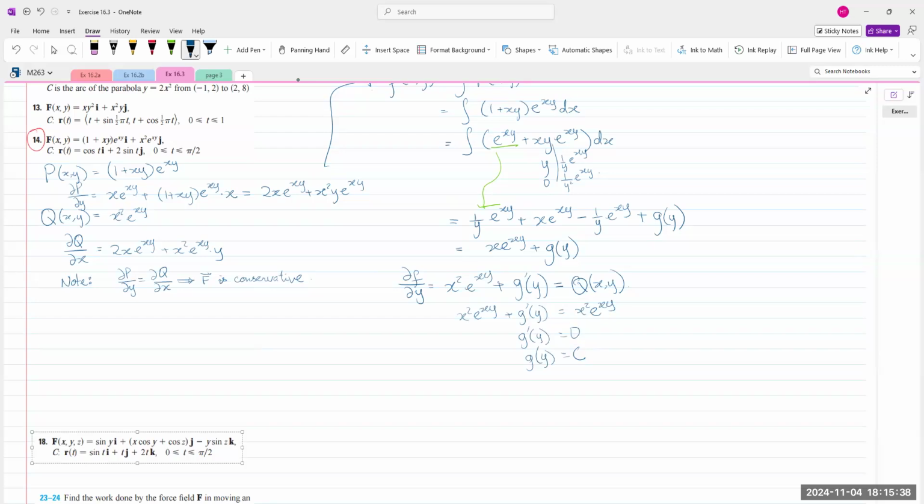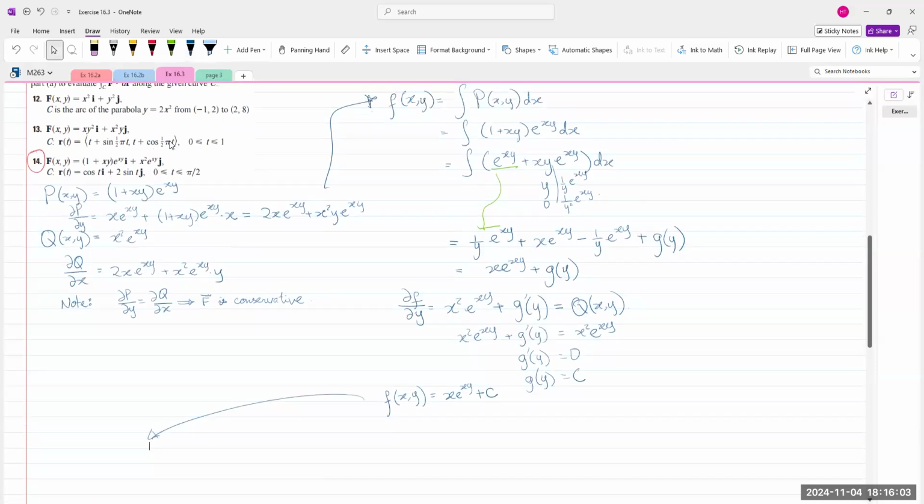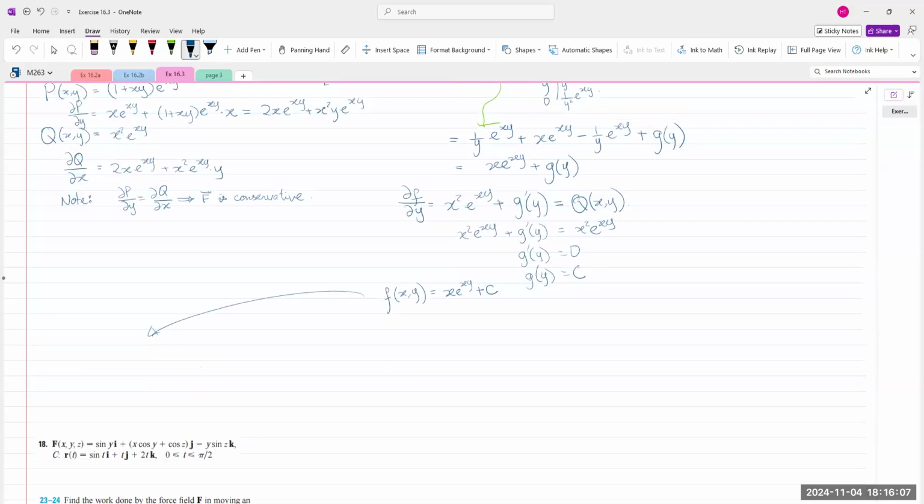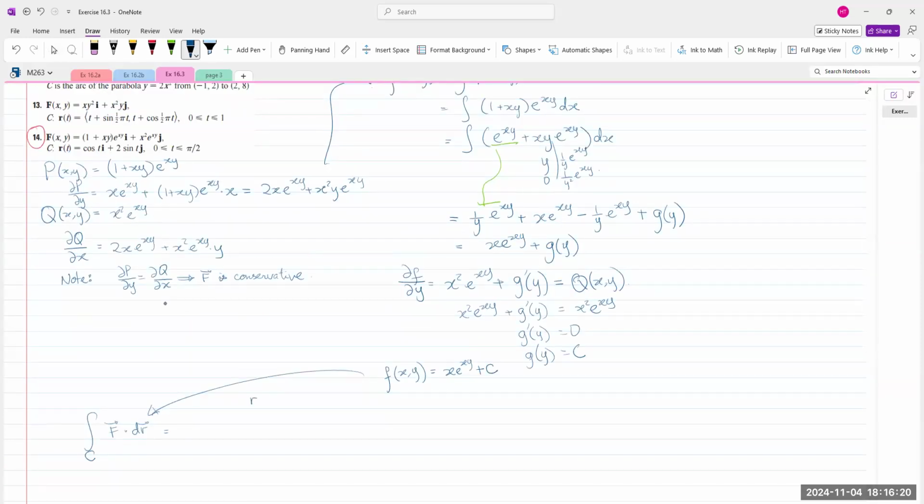So from there, we get the function f(x,y), the potential function, therefore, is x e to the xy plus constant c. Now, going back, the question is to find the integral over the curve C of F dot dr, where r(t) is cosine t, sine t, and t is from 0 to pi over 2. Okay, so this will be the integral from 0 to pi over 2.